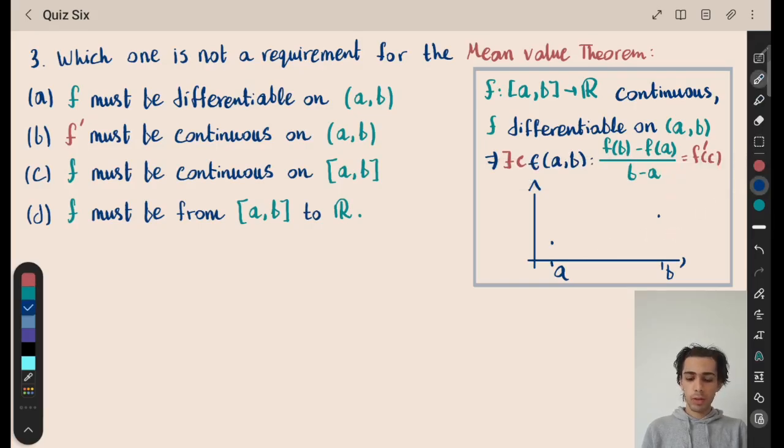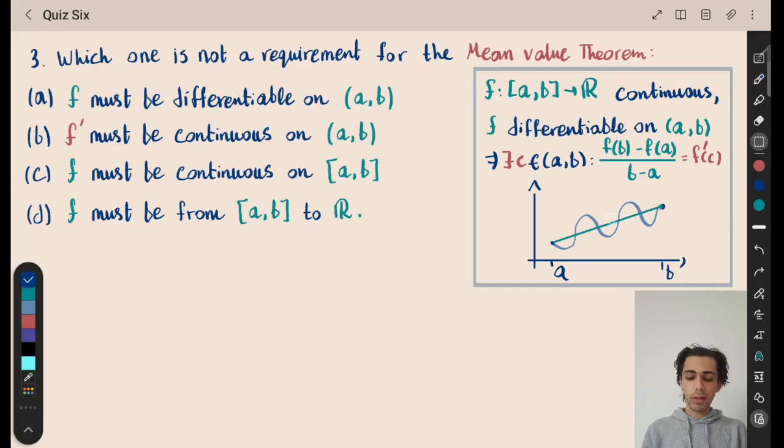Now, what does this mean? So you have a function that looks something like this. What it's really saying is that there is a certain line which I can draw like this. It's just a line I can draw from A to B, and this line has a slope, and the slope of this line is f of b minus f of a divided by b minus a. I think that is very clear.